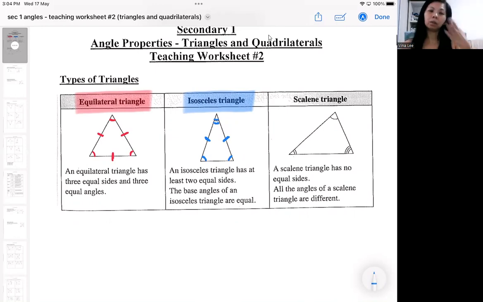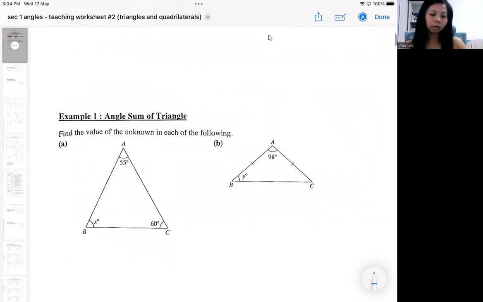Okay, so you are expected to know that equilateral triangle means all the sides are the same, all the lengths are the same. Isosceles triangle, there's only two equal sides, and the two equal sides where they are pointing to will have the two base angles that are the same. Okay, so let's look at the example relating to this.